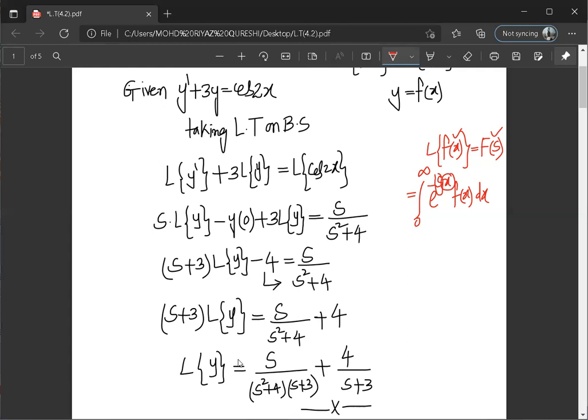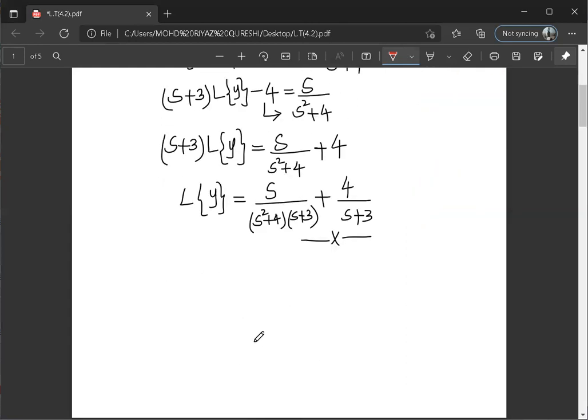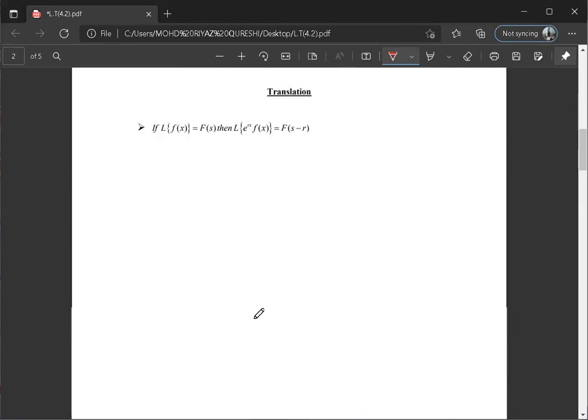Next we have the translation property. First of all, we have to prove the property, and based on the property, we have to do some problems. The property is: if L of f of x is equal to capital F of s, then L of e to the power of rx times f of x is equal to F of s minus r. First I'll show you the difference, then we should prove it.